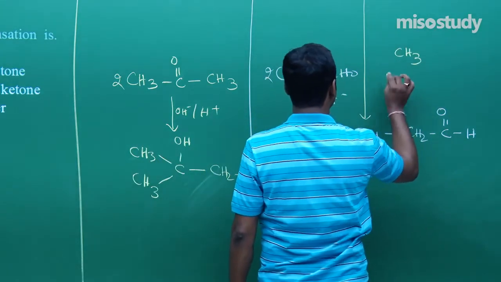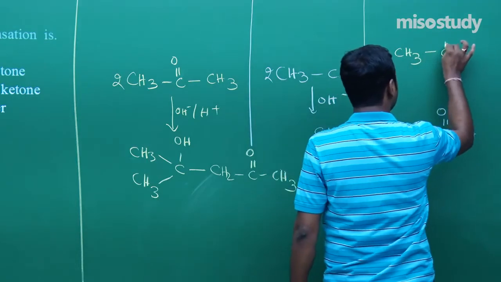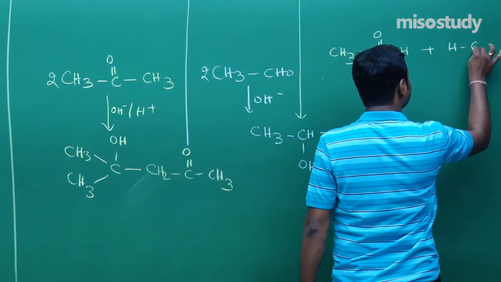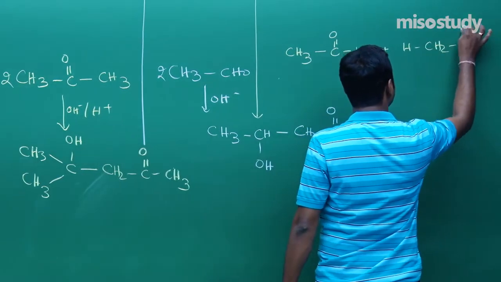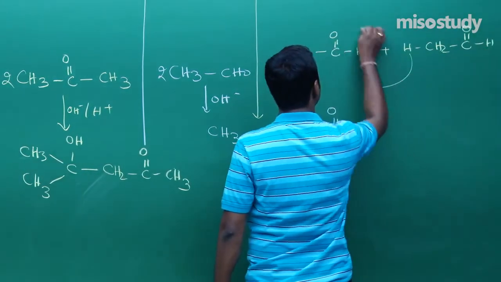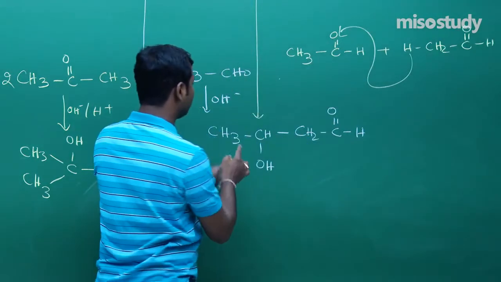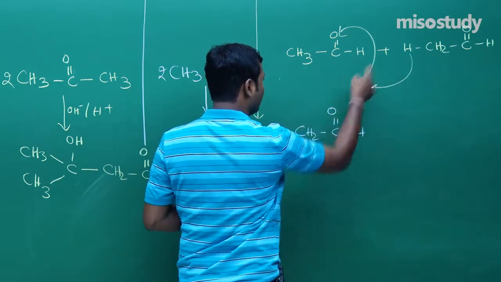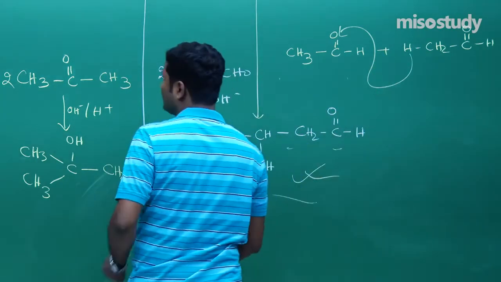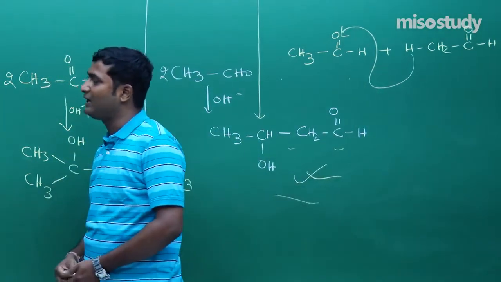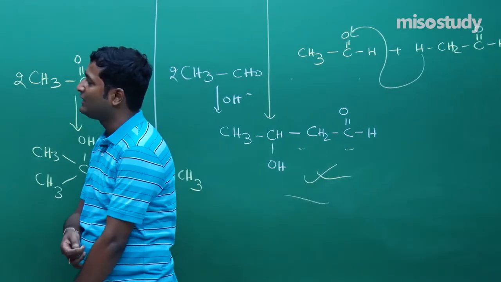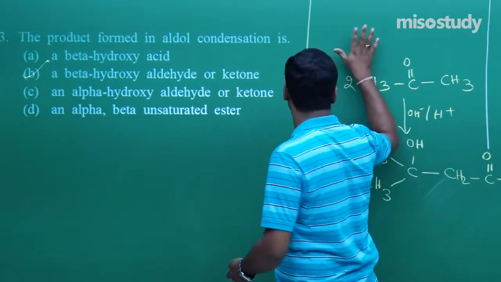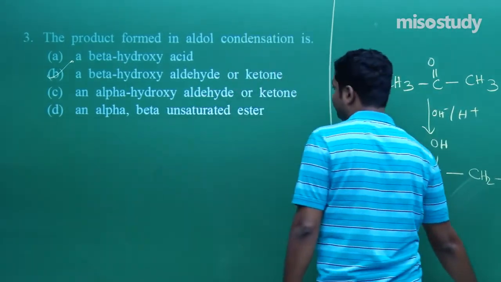In case of aldehyde, look at CH3CHO, double bond O, here is H, then CH2, then C double bond O, H. This will come here, that is it forms CH3CHOH, then here comes this one, H, that is CH2, this one comes. This shows a beta hydroxyaldehyde and ketone. So for this question, B is the correct option. Now this is the correct explanation. Check it out.